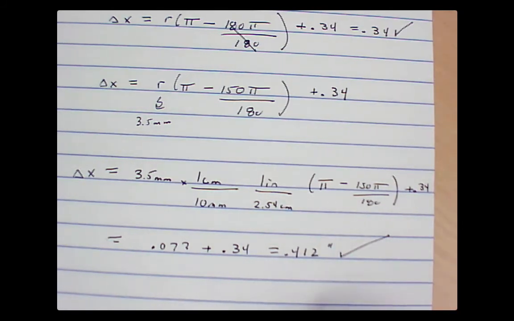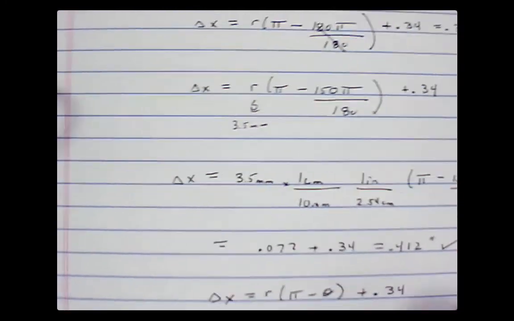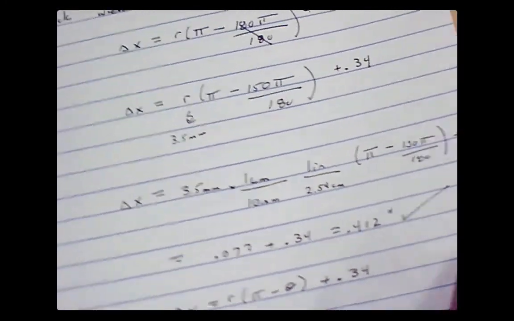So I've got a good equation. I've got an equation that says delta x equals r times pi minus theta plus 0.34. Stop there. Okay.